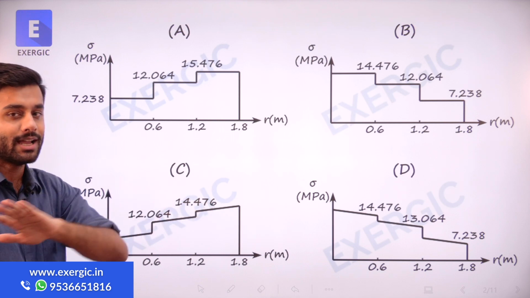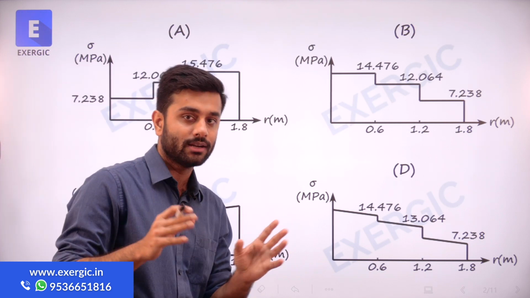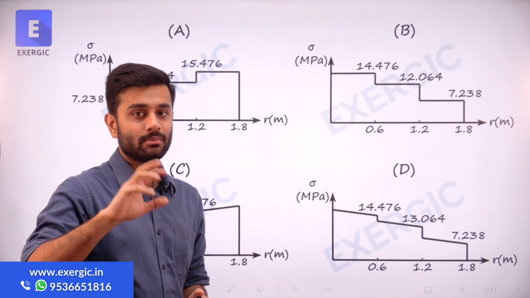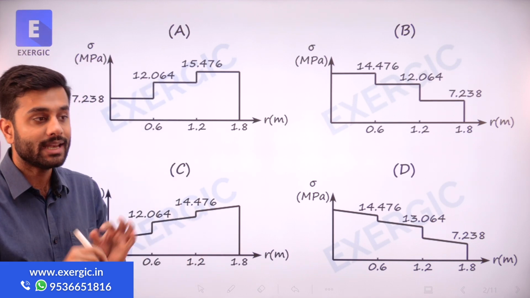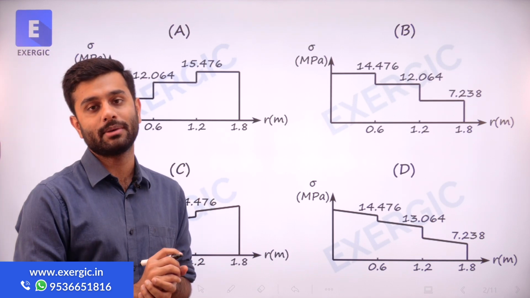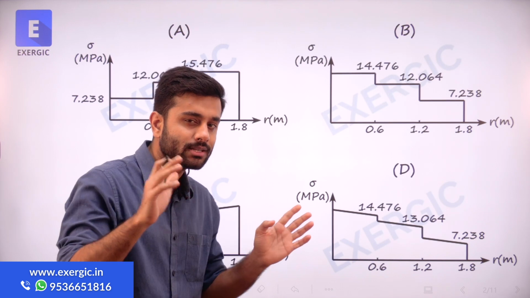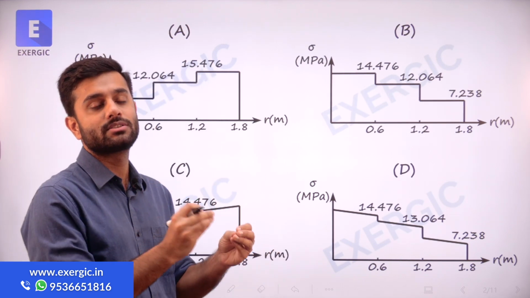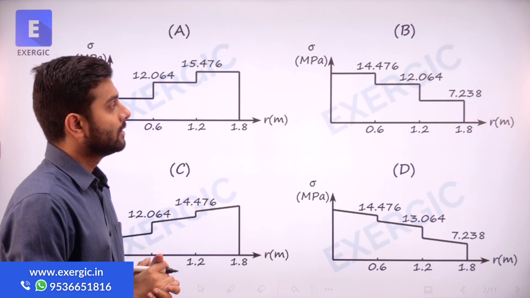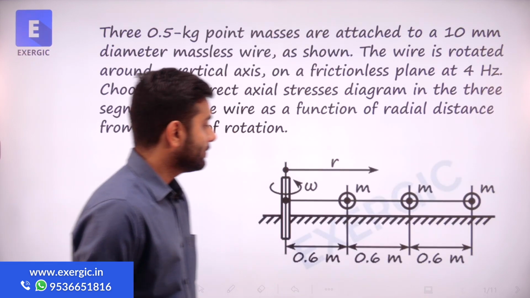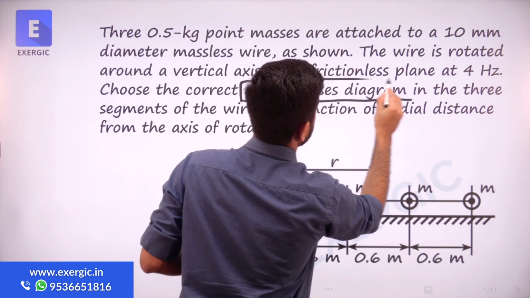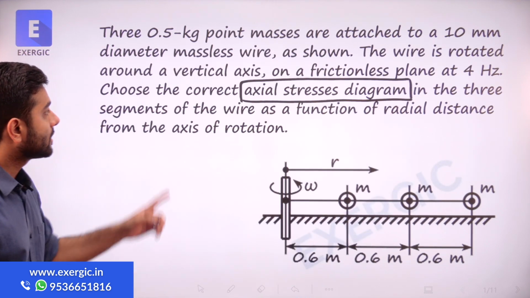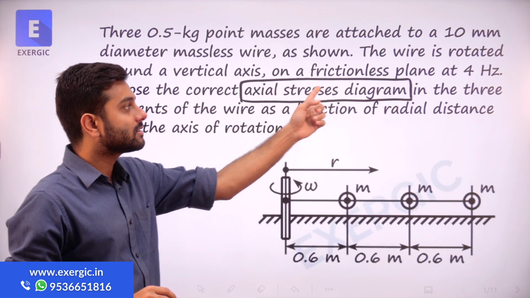So that's what we are going to do in this question right now. Initially, I will not be focusing on solving it. I will assume that I am in GATE writing this exam as an aspirant and I want to tick the right answer and move to the next one. So I will choose the fastest way to do it, right? So what we are going to do is analyze this. And if you notice, the question is asking you for the axial stress diagram.